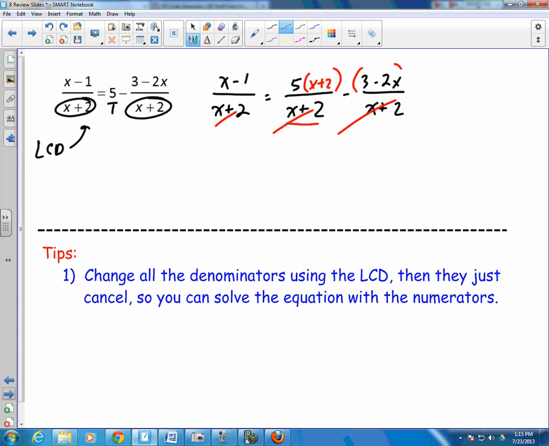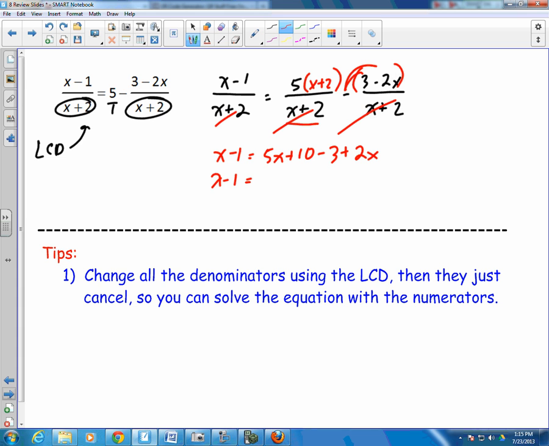Okay, the tricky part here is to know that the negative right in front of that 3 minus 2x needs to be distributed. So if you forgot that, or you were wondering about this question, that's the trick. So when I distribute that negative, it's negative 3 plus 2x. Okay, so be careful with that.